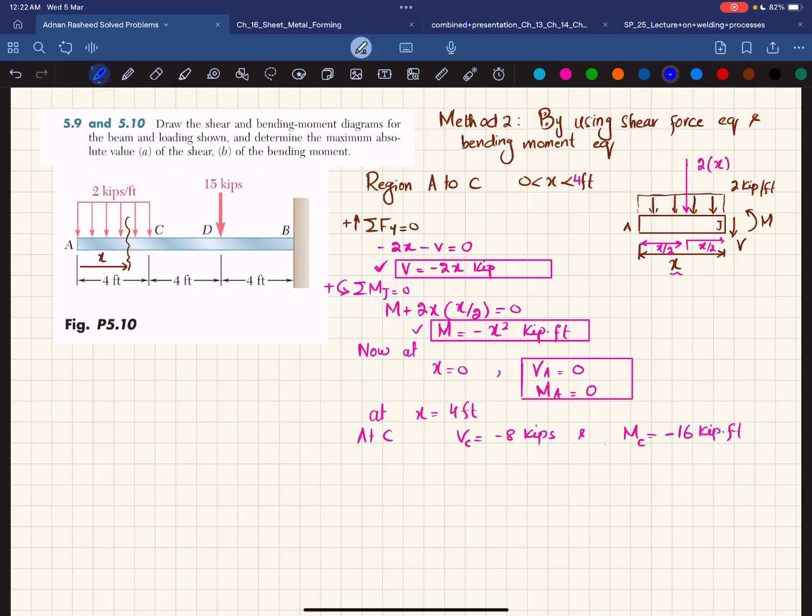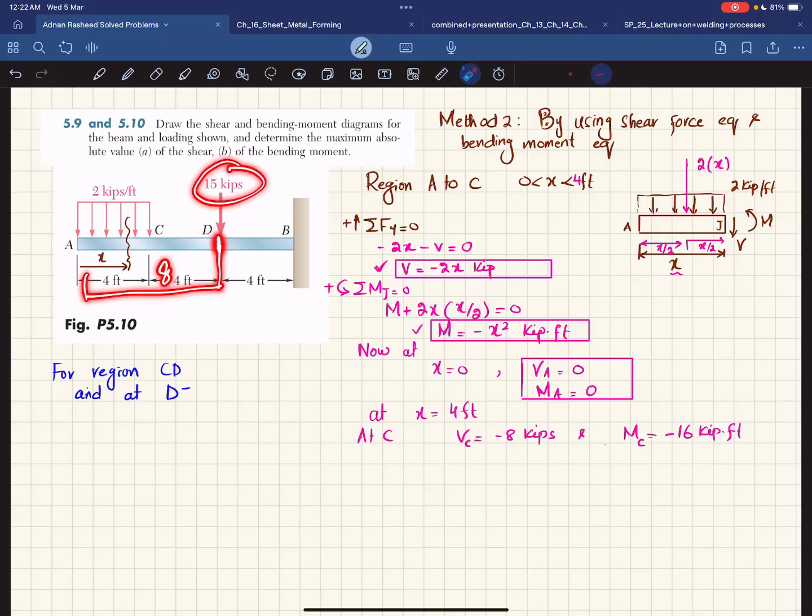Okay, now for the region CD, and just at D minus. Now D minus shows that it is slightly before this point. Clear? Exactly. We can take this distance as 8, but we will not include this 15 kips load. And what we will do is draw the free body diagram. So the free body diagram will be like this.